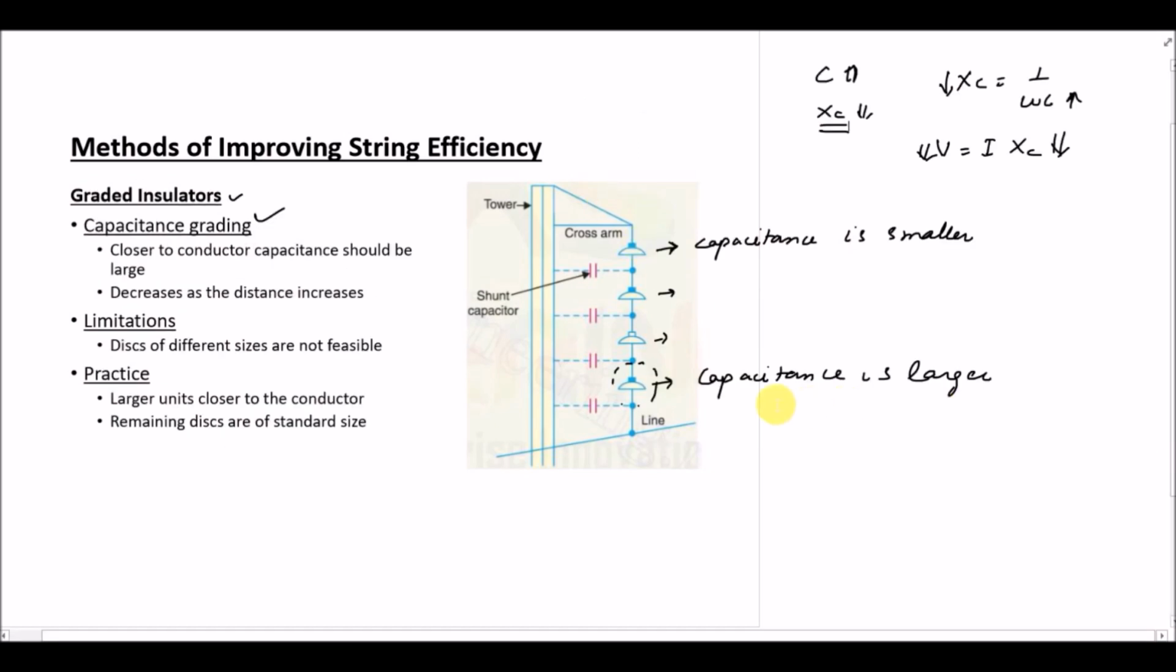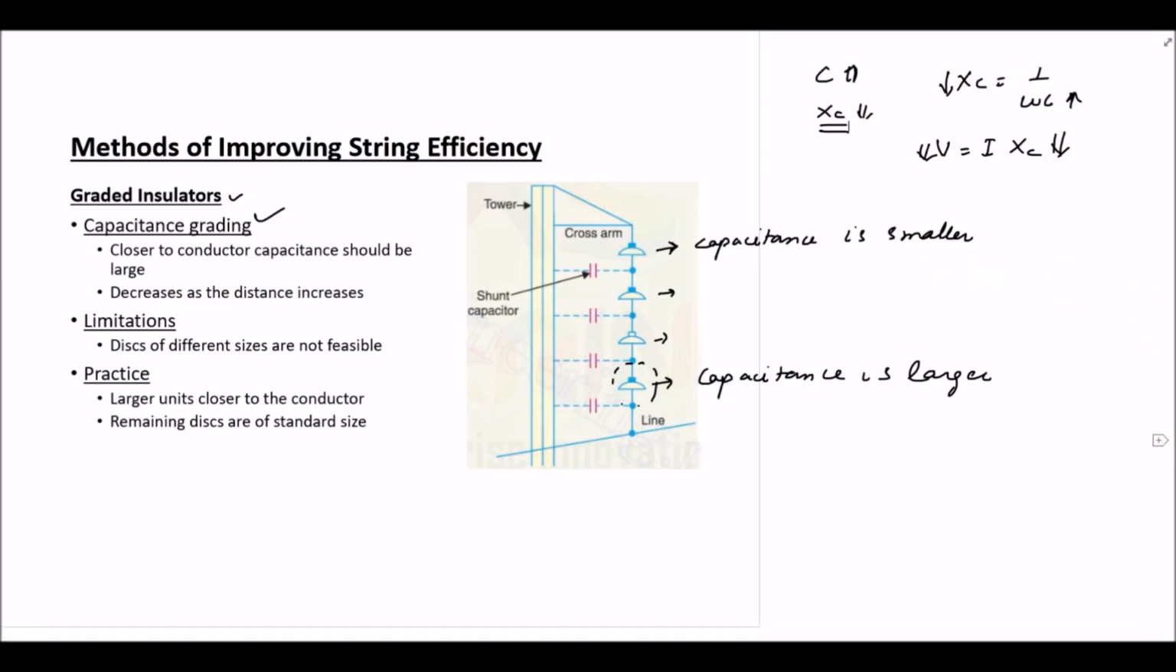For the second method, we have to use graded insulators, in which we have insulating discs having different capacitance values, and the one which is closest to the conductor has the highest capacitance. So if the capacitance value is larger, the capacitive reactance is smaller, and the voltage stress across this particular insulating disc will be smaller. The only problem with this one was that we have to use discs of different sizes, which is not feasible, or if you are able to do that, it is very costly.